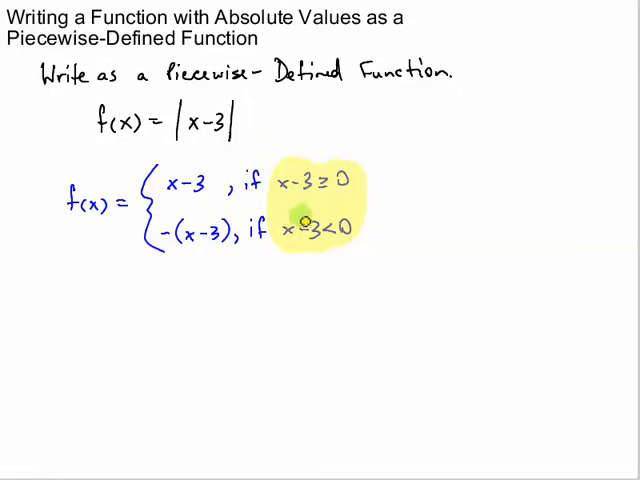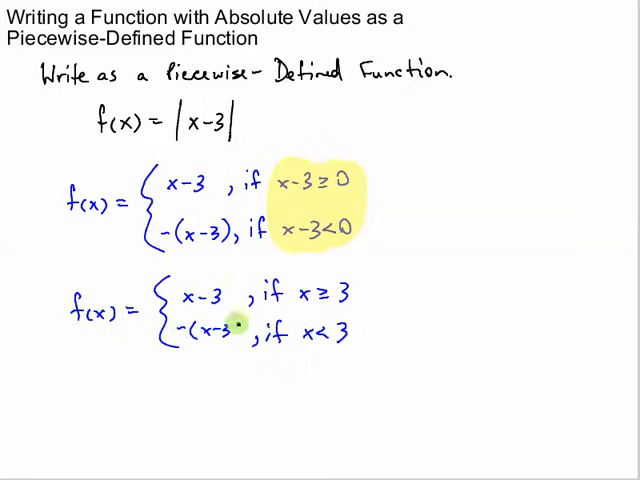And now we just have to make sure that our domain restrictions over here are in terms of x, so I need to add 3 to both sides of each of these inequalities. So I'll rewrite it as f of x equals, the first one's going to be if x is greater than or equal to 3 by adding 3 to both sides. The second one's going to be if x is less than 3, and I'll leave these alone. It's either going to be what's inside or the opposite of what's inside. So this is the piecewise defined version of this absolute value function.